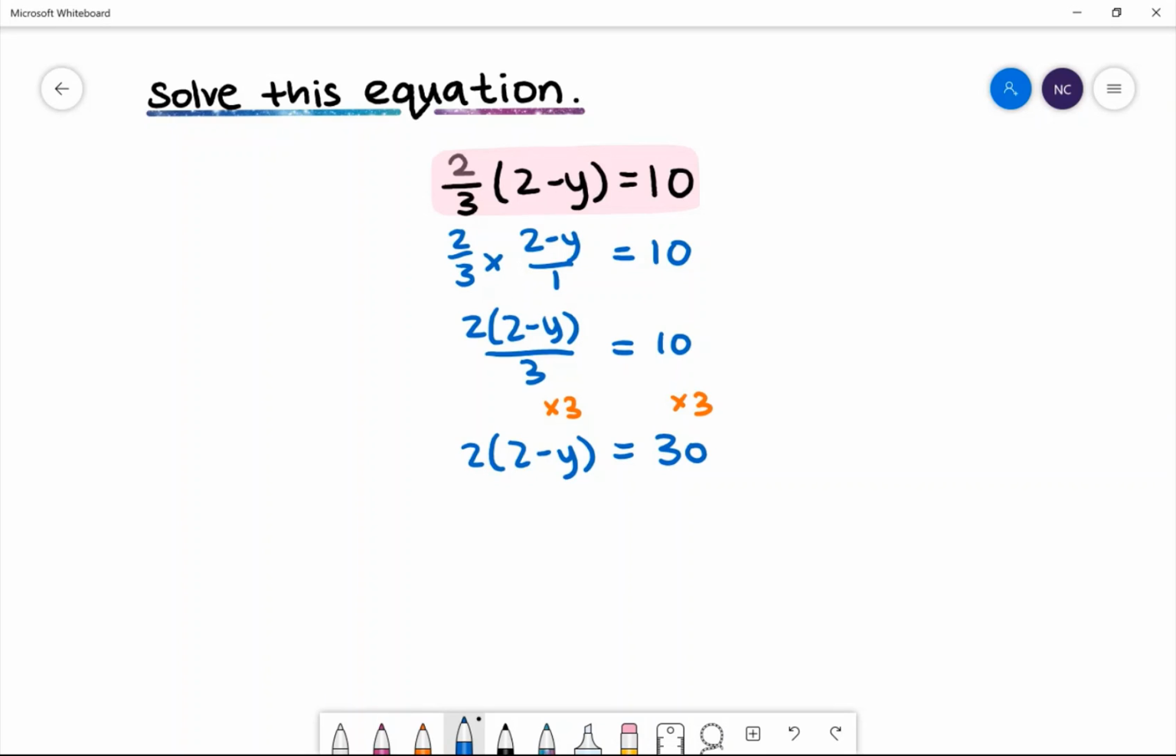2 is a multiplier here. To get rid of it, we'll need to divide both sides of the equation by 2. We'll then have 2 - y = 30 divided by 2, which is 15. To get y by itself, we need to move the plus 2 away, so we'll subtract 2 from both sides of the equation. We'll have negative y = 15 - 2, which is 13. Last step is just to multiply or divide both sides by negative 1. Therefore, y = -13.